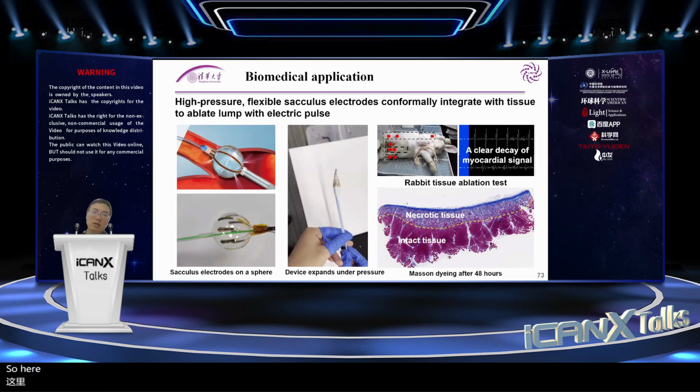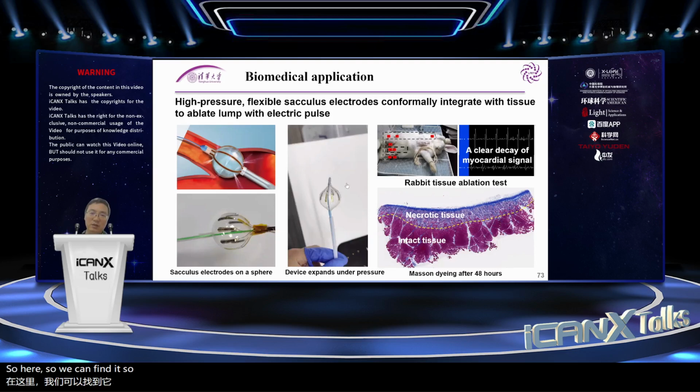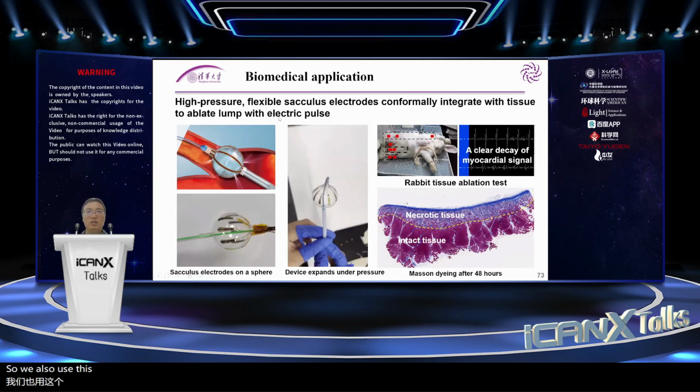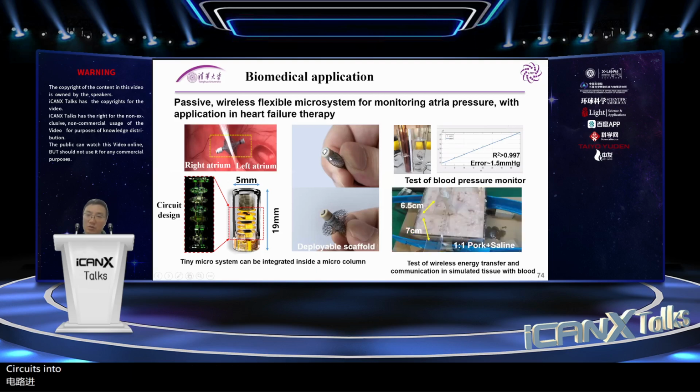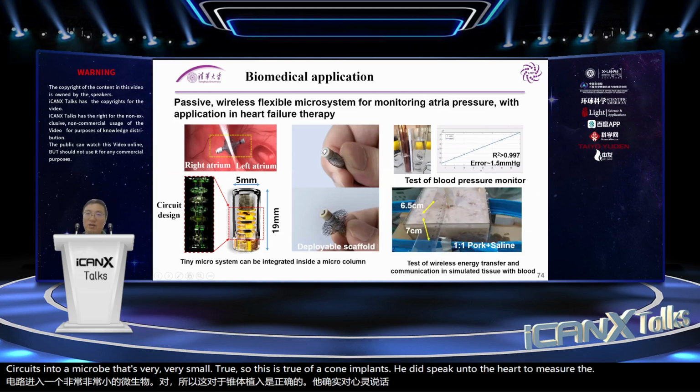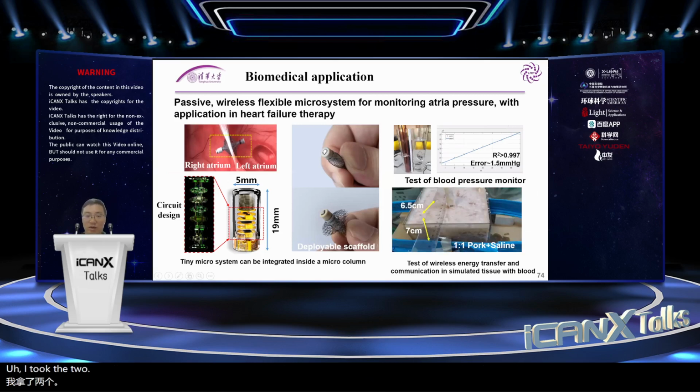So here, we can find that the electrodes should be stretchable. We also use this technology to develop flexible circuits integrated with MEMS sensors. We integrated the MEMS sensors and the flexible circuits into a very, very small tube. So this tube can be implanted onto the heart to measure the heart pressure.